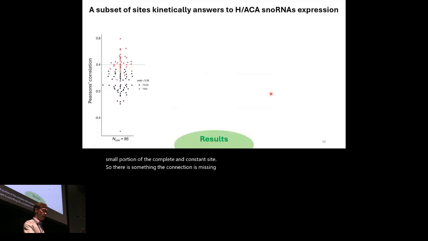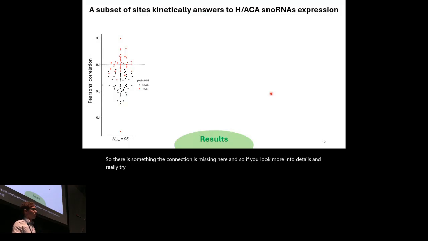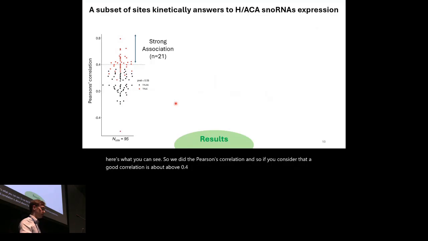So if you look more into details and really try to correlate the expression of the HAC snoRNA with the level of modification, here's what you can see. We did the Pearson's correlation. If you consider that a good correlation is above 0.4, you will find about 20 strong sites that associate strongly with their snoRNAs.